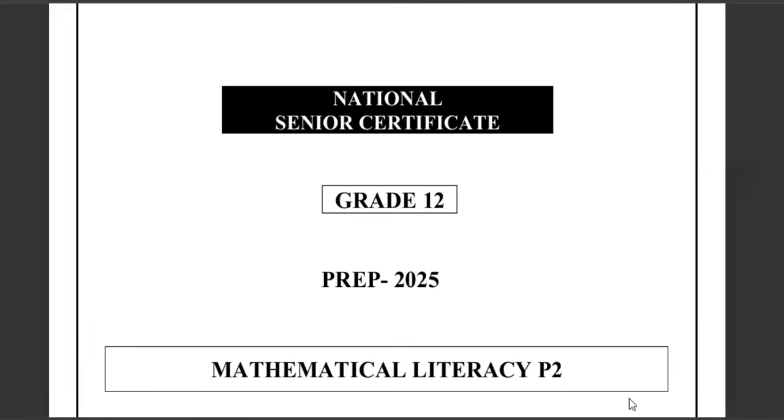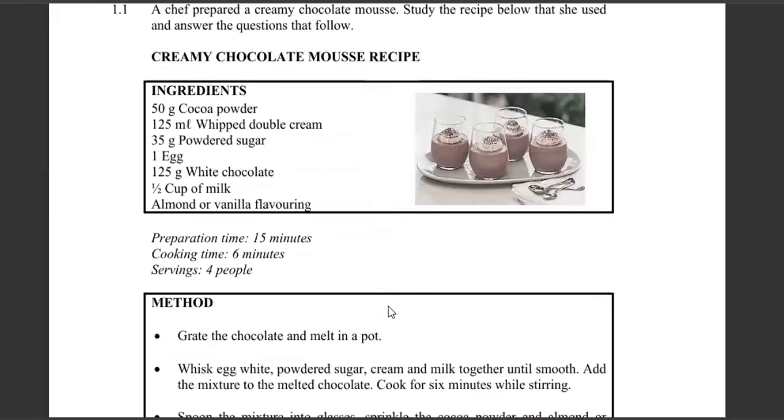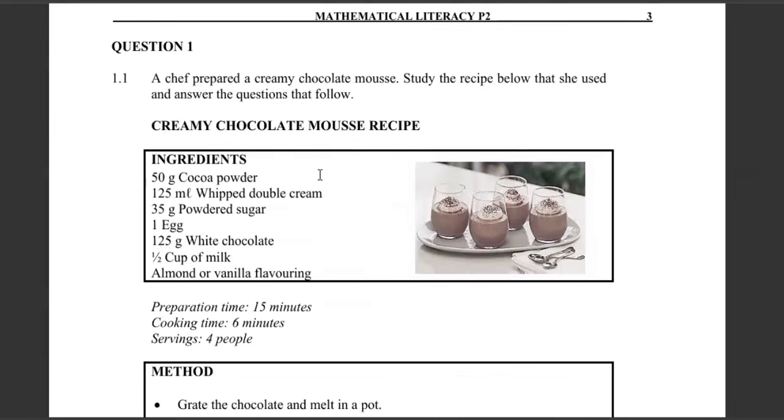Grade 12, let's look at the preparation for 2025 Prelim, Paper 2 Mathematical Literacy, and we try to answer these simple questions. A chef prepared a creamy chocolate mousse. Study the recipe below that she used, and answer the questions that follow. The recipe is a list of what?